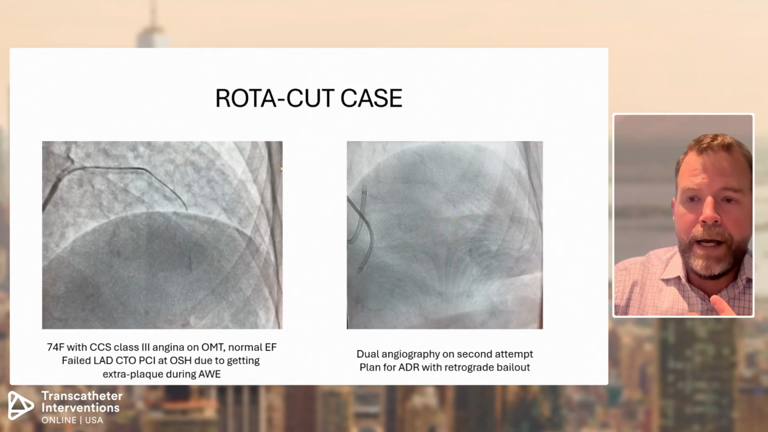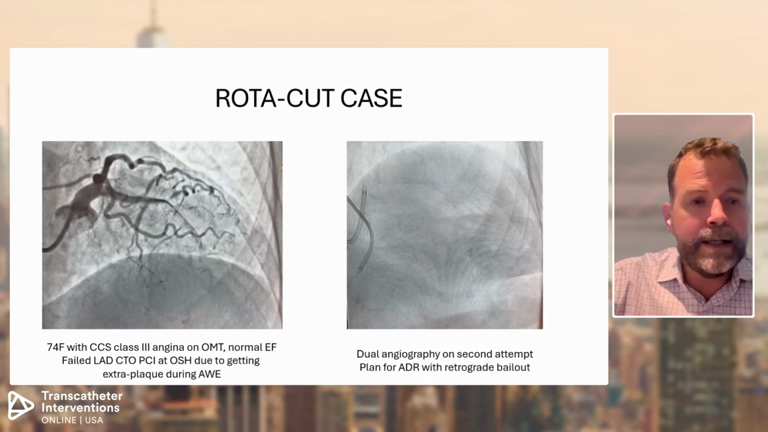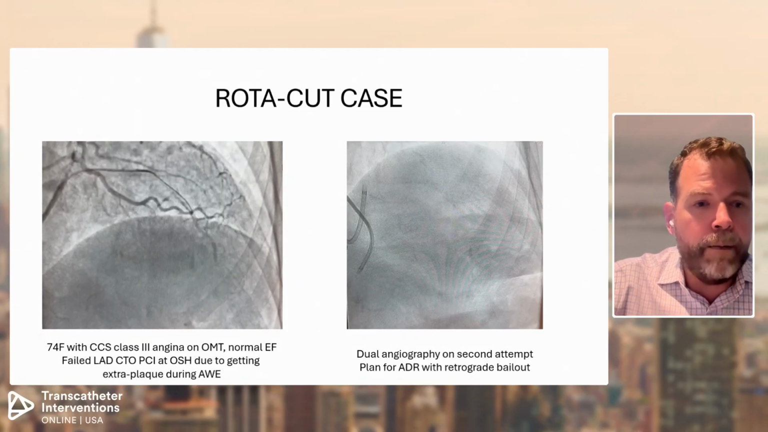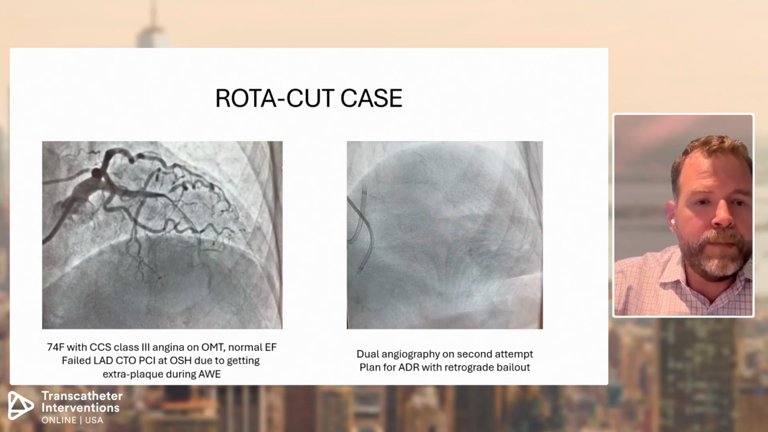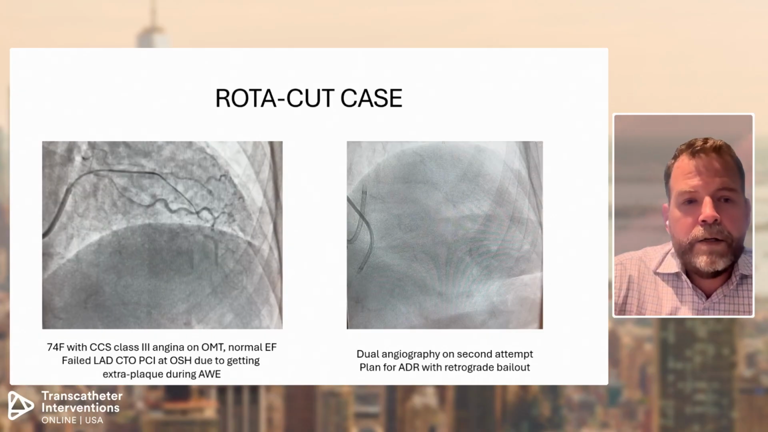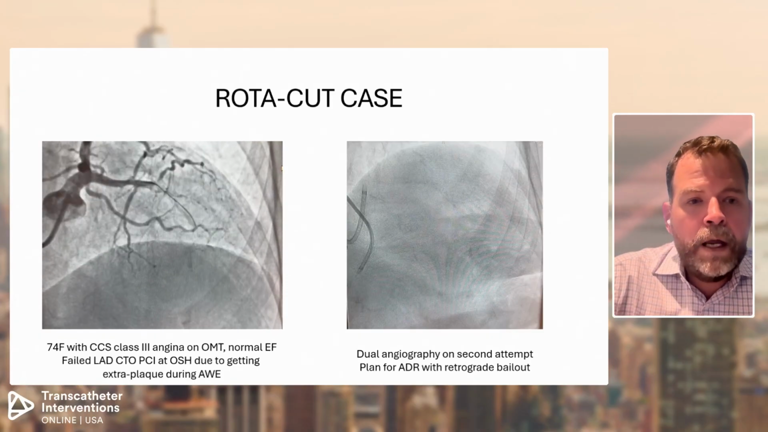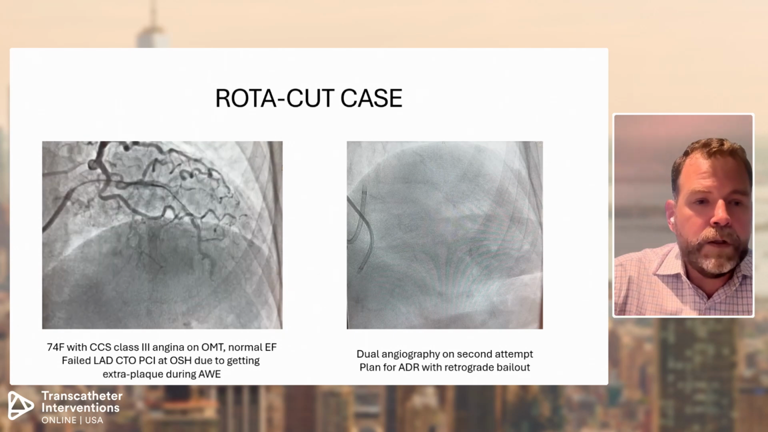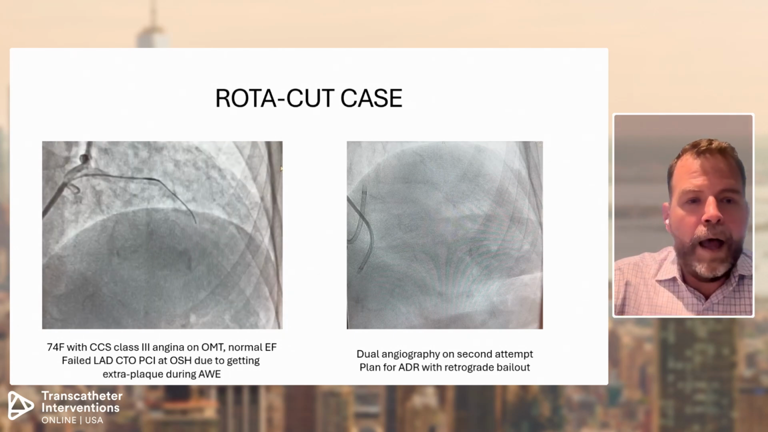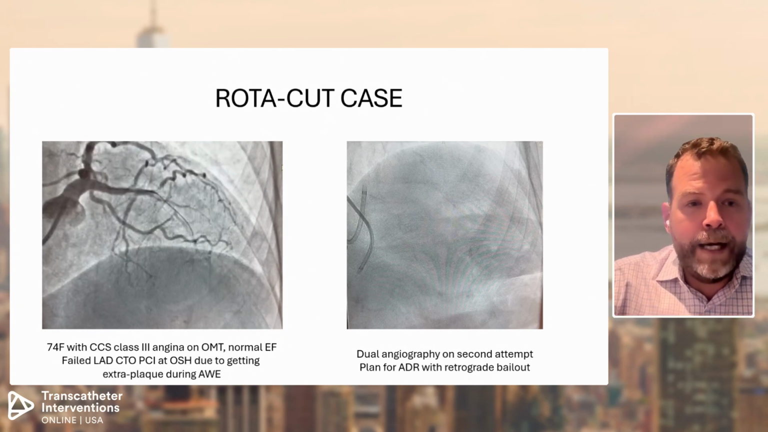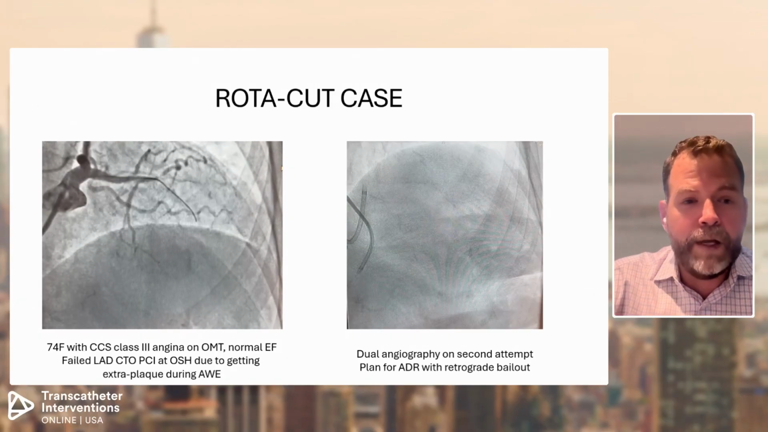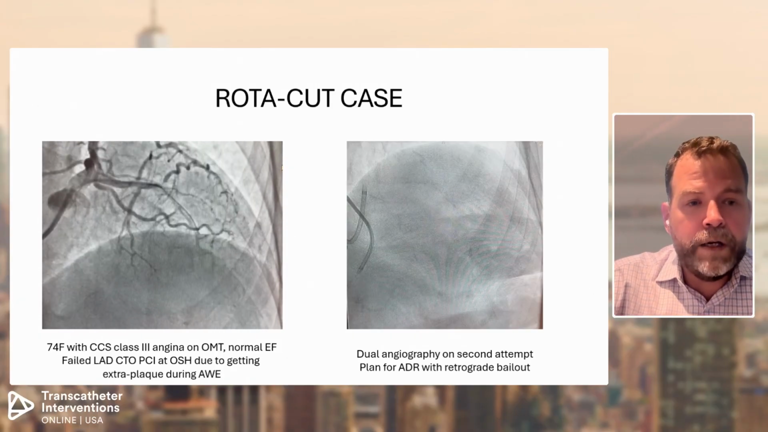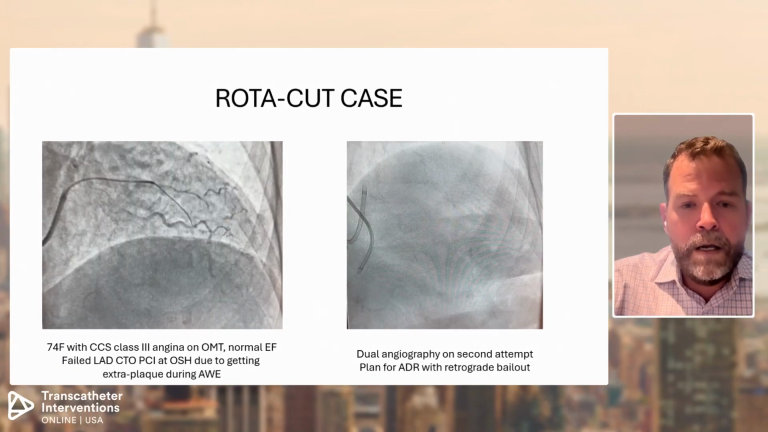to just show, when you do need to go to that strategy, what does it actually look like? So this is a case that was referred to me from somebody else, an LAD CTO. They had attempted and they did integrated wire escalation, got subintimal, and it got referred to me so that I could do ADR versus go retrograde here. And so for me, this is actually a nice little ADR case where I was going to get subintimal, just follow exactly what they did and just switch out for a Stingray and hopefully perform ADR.